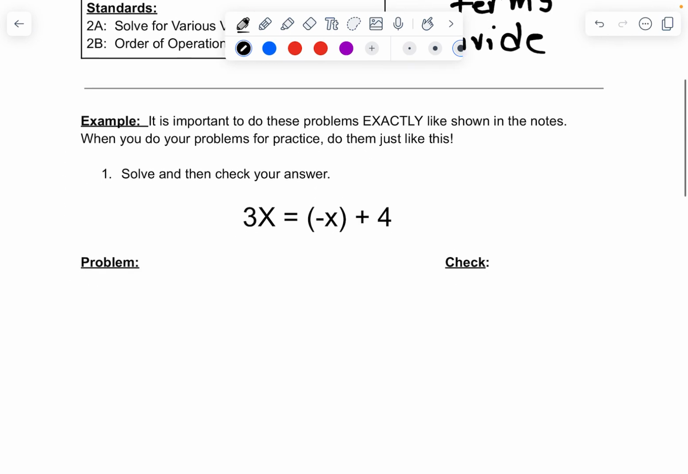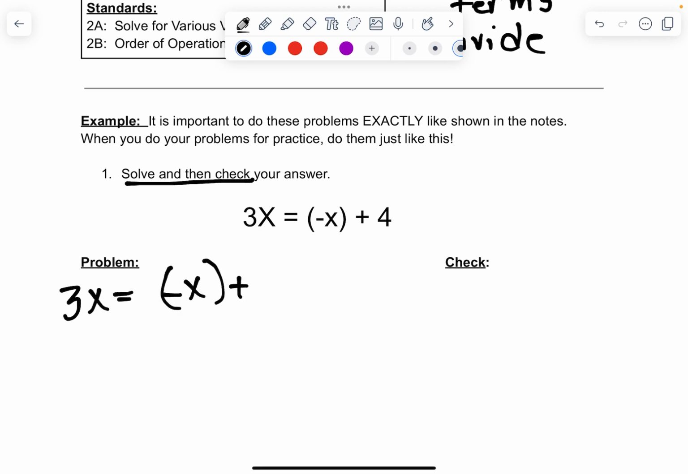Okay, again, very important to do the problems exactly like I show you in the notes, especially when you're doing practice. And you're going to notice that today it says solve and check. So we're going to go back to kind of the old way of doing things. Again, we're going to grab 3x equals parentheses negative x plus 4. Now, again, we're not expanding. The whole idea in algebra is we want our letters or our variables to one side, and I want my numbers to the other side.